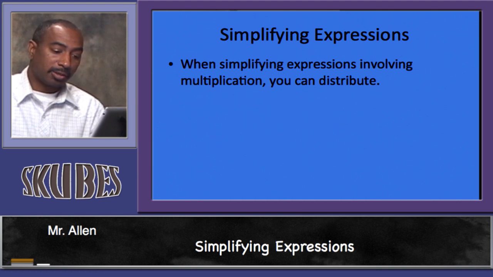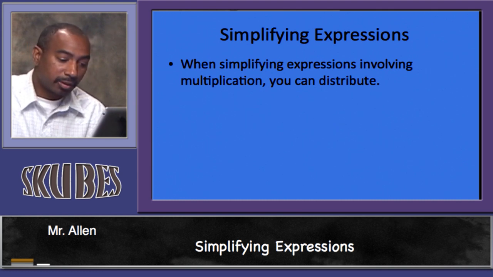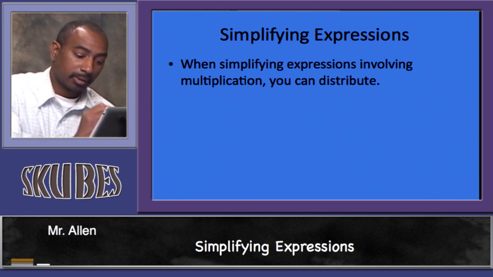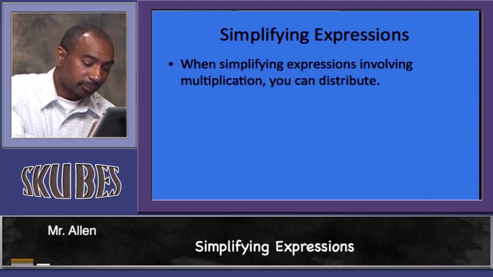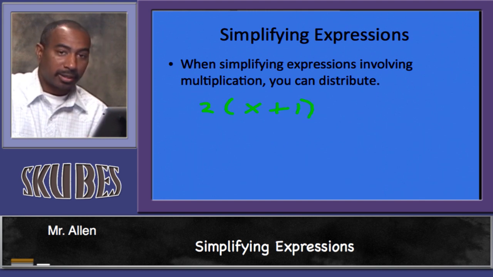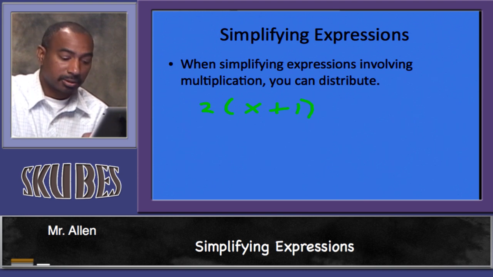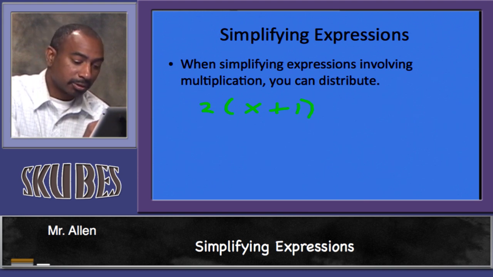Now, what do you do about multiplication? When simplifying expressions involving multiplication, you can distribute. That means to share. For example, if I had 2 times x plus 1, we're going to multiply each term in the parentheses by 2. I'm going to distribute the 2. So I'm going to say 2 times x plus 2 times 1. So it's just 2x plus 2.